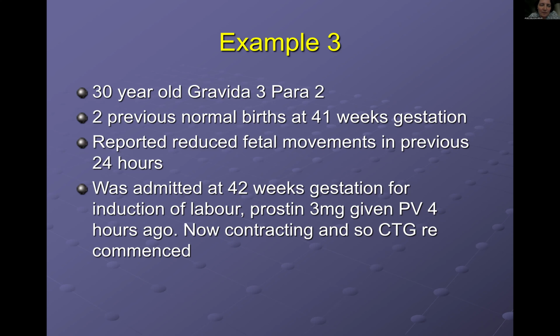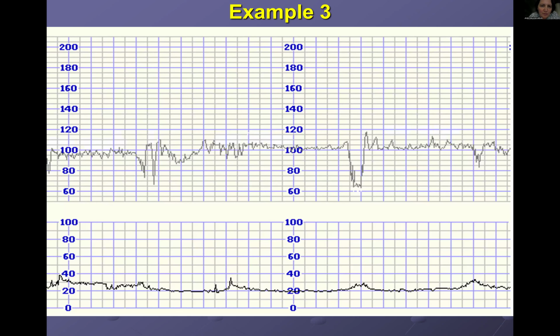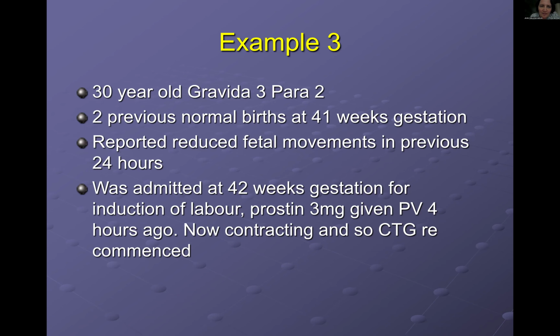She did wait a bit long, I think, but anyway. She was admitted at 42 weeks gestation for induction of labor. Prostin was inserted to start off the labor, and it was given 4 hours ago, and now she's contracting, and CTG was commenced, and this is her CTG. So remember, she's 42 weeks, and the 3rd baby, and she just had her Prostin gel inserted to start ripening the cervix about 4 hours ago. So let's start by determining risk.